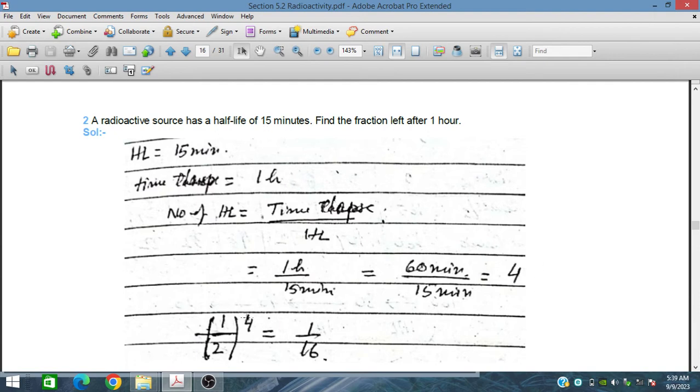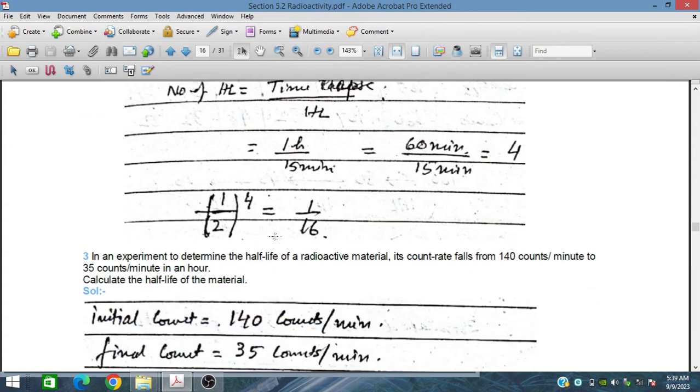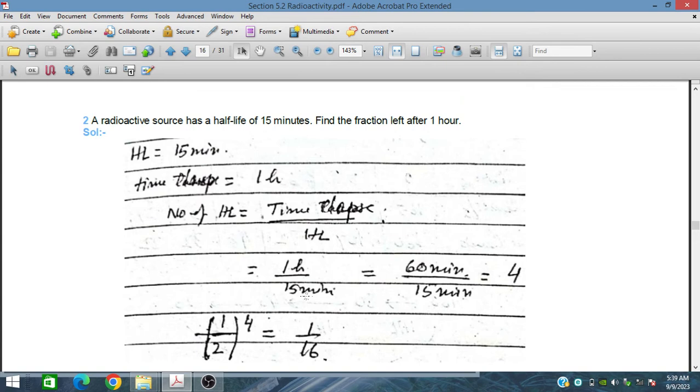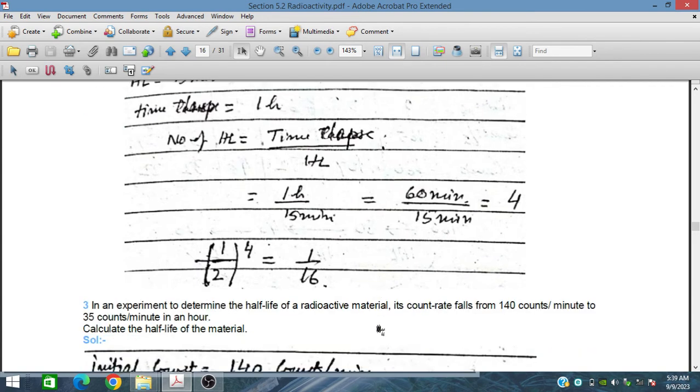After 15 minutes, 1 half-life will go. So there are 4 half-lives. One half to the power 4 is 1/16. So the radioactive source will decrease to 1/16 of its activity. The fraction left will be 1/16.